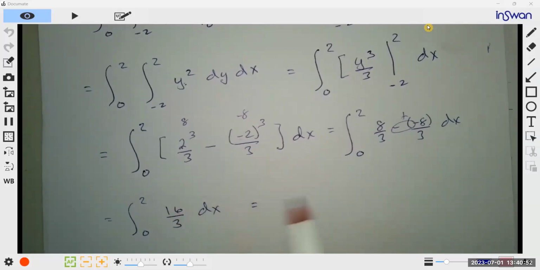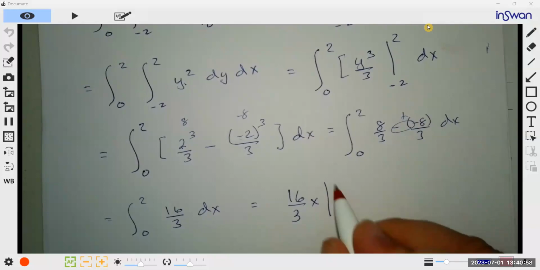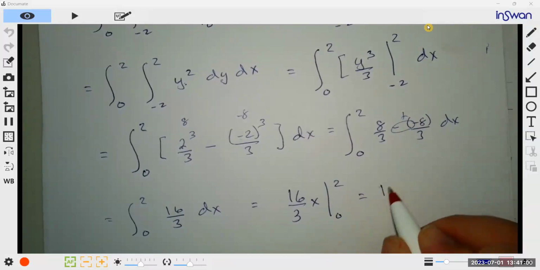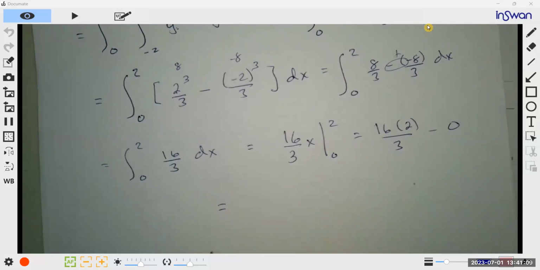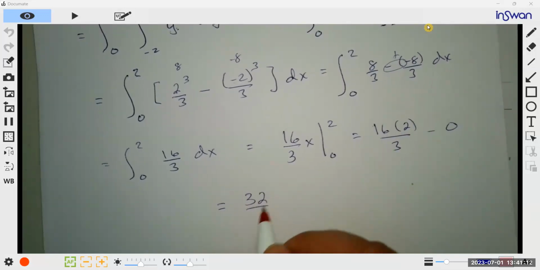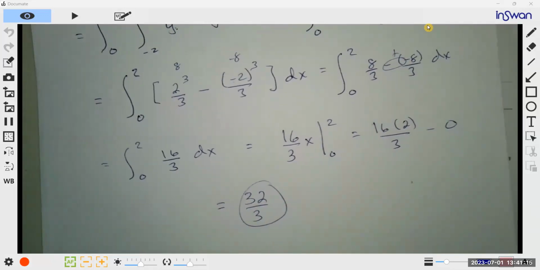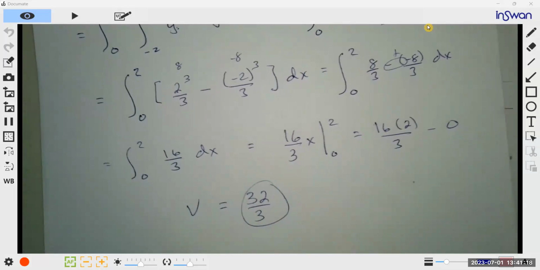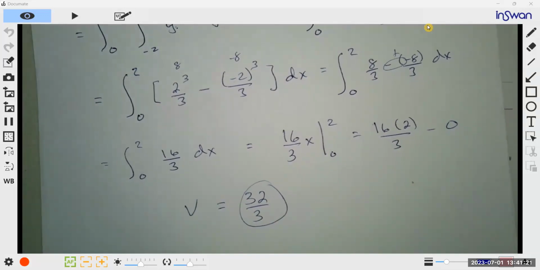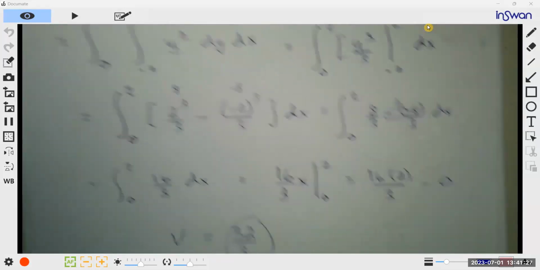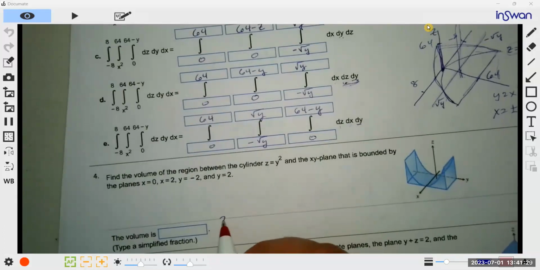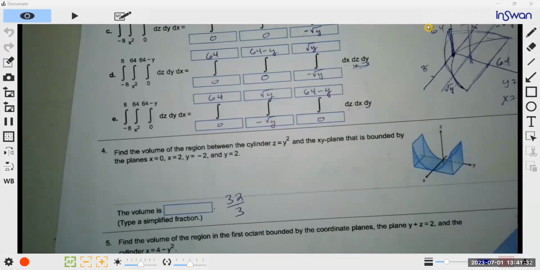That's a constant. So the integral of a constant is just x from 0 to 2. 16 times 2 over 3 minus 0. And our volume becomes 16 times 2, which is 32 over 3. That's the volume of our cylindrical rectangle. Let's put those answers in. 32 over 3.